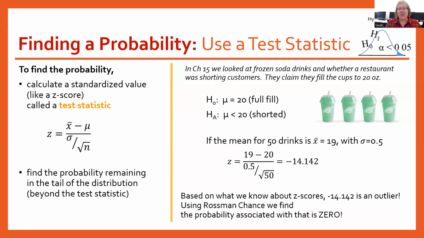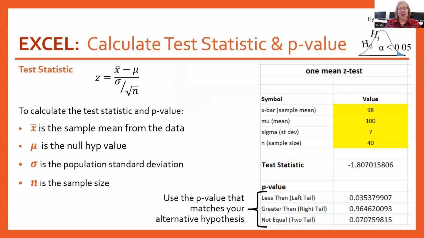So you're going to be able to use Rossman Chance in order to find that probability if you would like. But I also have this set up for you in a spreadsheet. So that same spreadsheet that had our chapter 16 confidence intervals, there's a tab for our hypothesis test. And so again, you're only going to be changing the values in these boxes that are in yellow. So you have x bar, your sample mean, mu, which comes from your null hypothesis, your population standard deviation, and then your sample size. And this will automatically calculate your test statistic for you, as well as that probability.